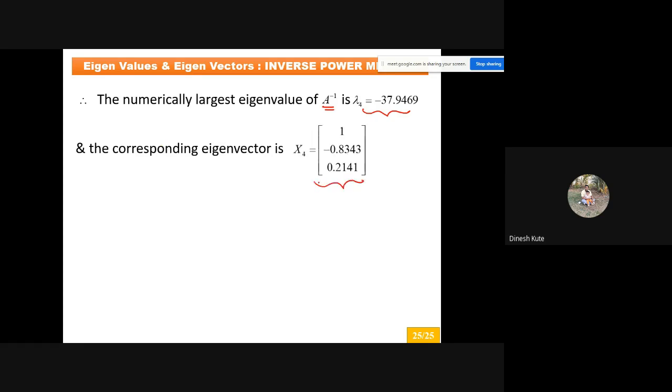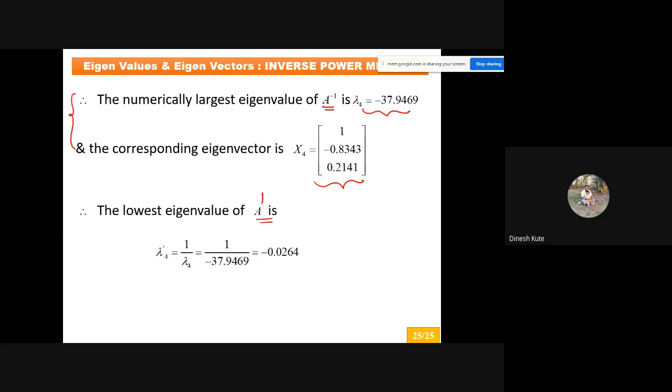Now using this, how do you write the numerically smallest eigenvalue of matrix A? How do you write the numerically smallest or the lowest eigenvalue of matrix A? That will be just the reverse of this, 1 upon lambda 4. That gives you the smallest eigenvalue of matrix A.